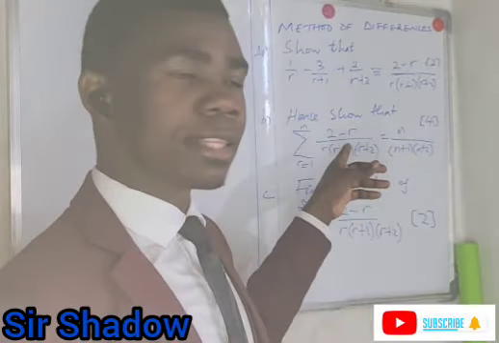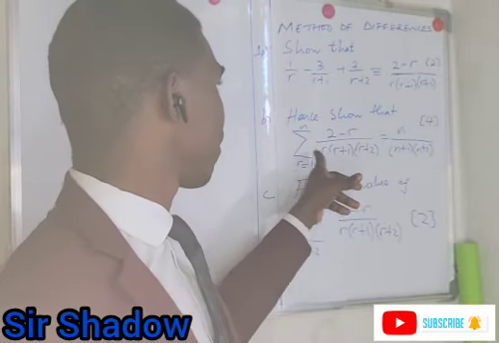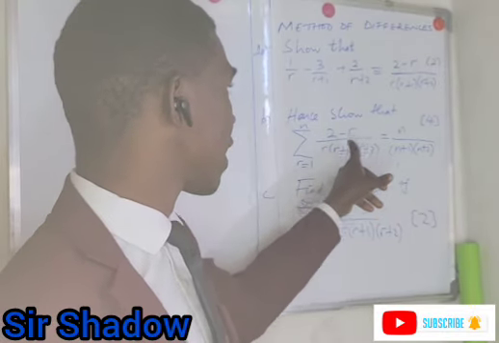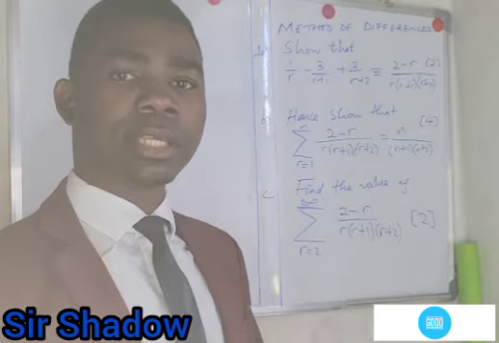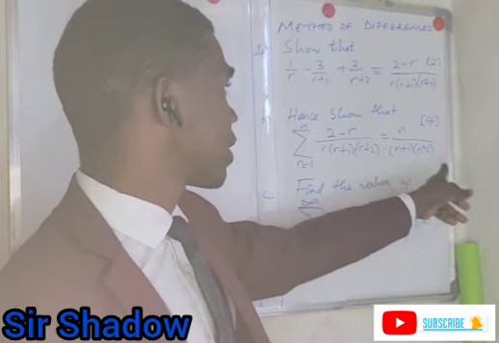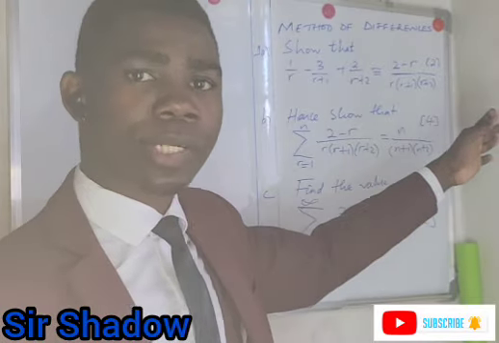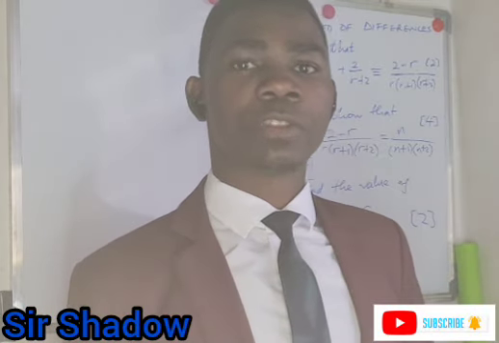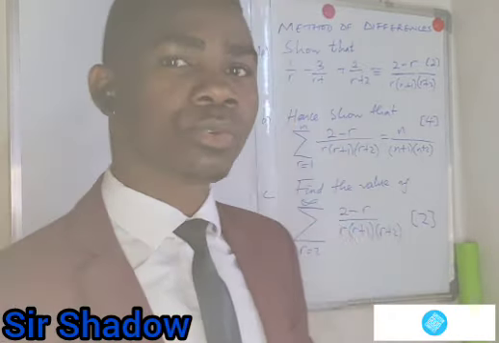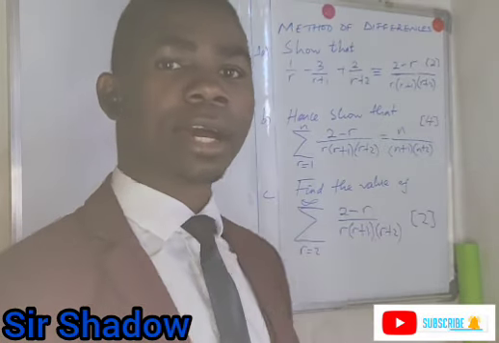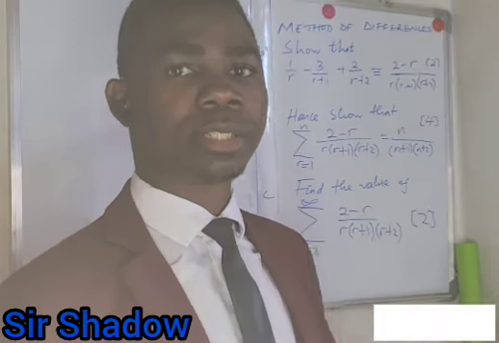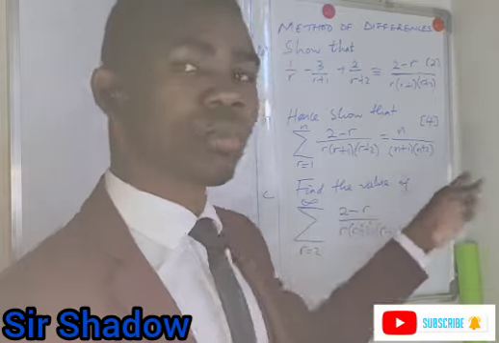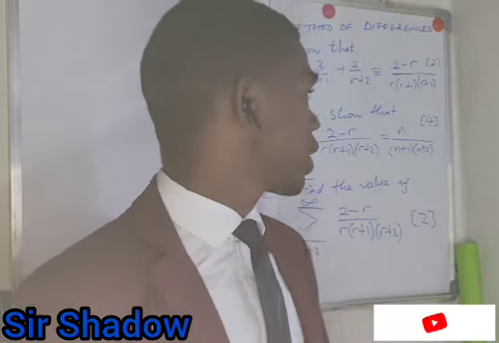And also we are given part b: hence show that the summation with upper limit n and lower limit r equals 1 of 2 minus r over r open bracket r plus 1, r plus 2 is equal to n over n plus 1, n plus 2, right? Then 4 marks is awarded for that question. Then also with the last part, we are asked to find the value of the summation with upper limit infinity and lower limit r equals 1 of 2 minus r over r open bracket r plus 1, r plus 2, and 2 marks is also awarded, right?